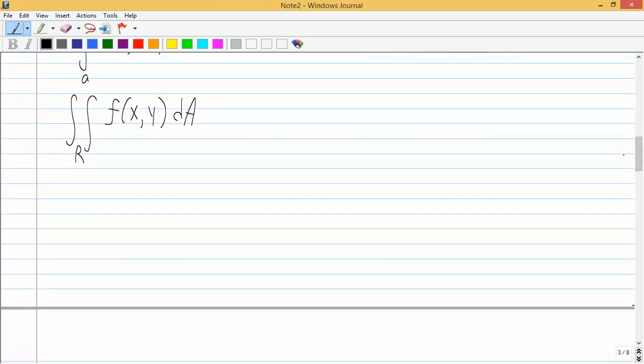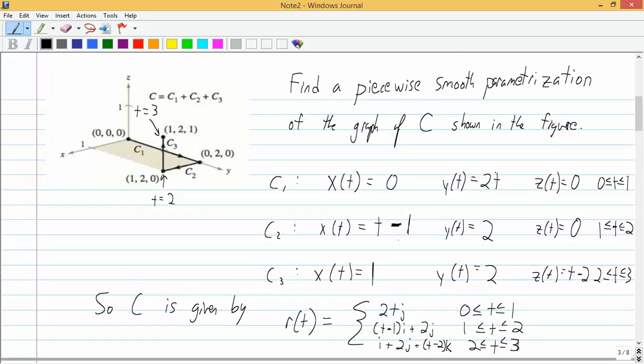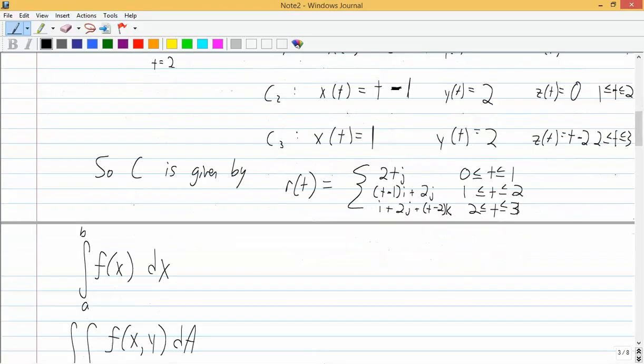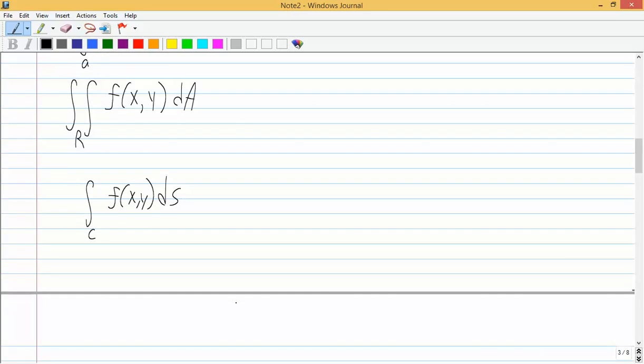All right, well, we can also integrate over some curve C. Like this up here, where C was equal to this function, we can integrate over C, as long as we have a piecewise smooth curve. So I'll write that to the side since this is something new. Integrate over a piecewise smooth curve C.